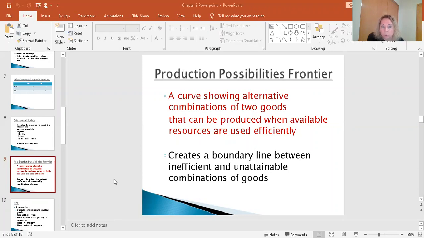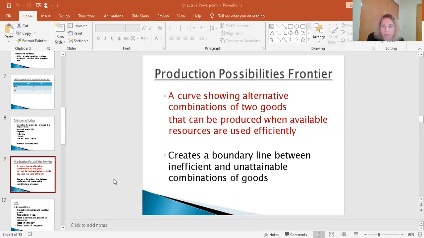So I'm going to actually bring that up for you, but first we're going to talk about some other things before we get into that, like the assumptions that we have to make before we do that graph. But the thing that the PPF does when you graph it is it creates this nice boundary between absolutely unattainable or impossible combinations of goods that you could produce.